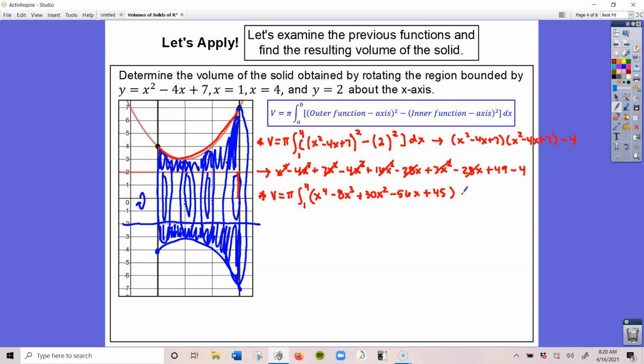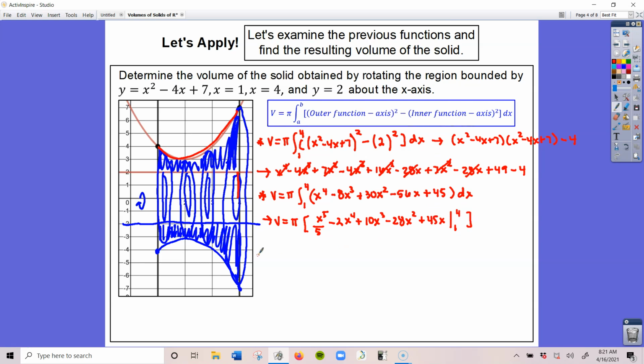So now I'm ready to integrate. So this is going to equal pi times x to the 5th over 5 minus 8x to the 4th over 4, so 2x to the 4th, plus 30x to the 3rd over 3 is 10x to the 3rd, minus 56x squared over 2 is 28x squared, plus 45x. And I'm going to evaluate that from 1 to 4.